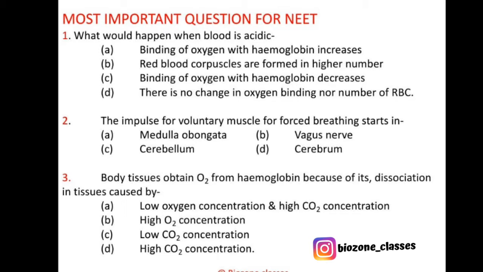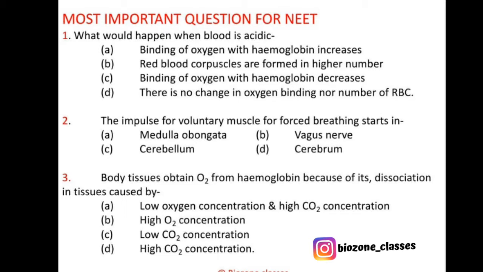Second question, the impulse for voluntary muscles for forced breathing starts in A. Medulla oblongata, B. Vagus nerve, C. Cerebellum, D. Cerebrum. So always remember, voluntary muscles for forced breathing is in medulla oblongata, and the respiratory center we already studied, it is located in medulla oblongata.